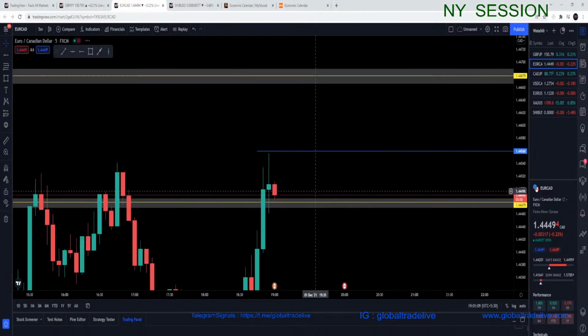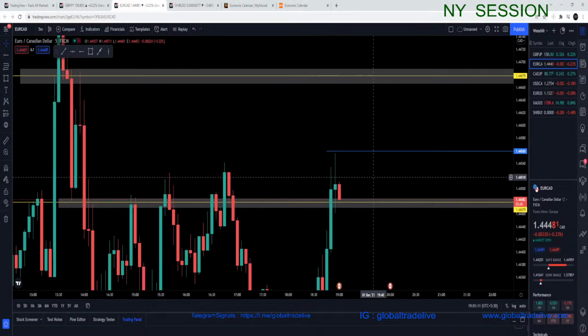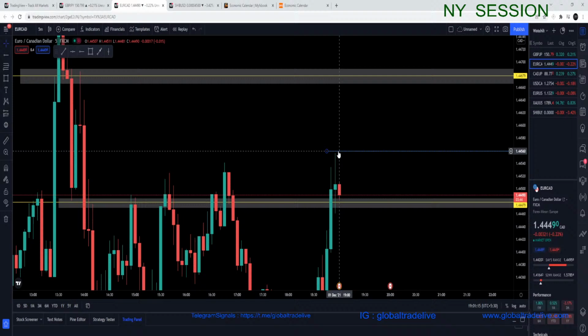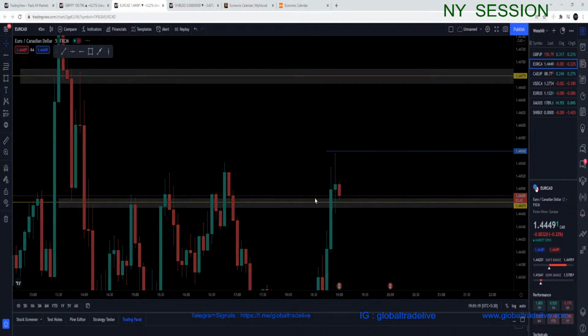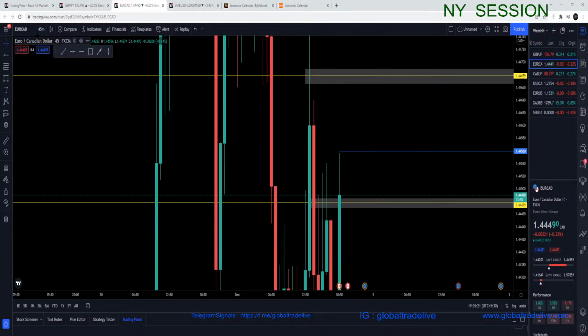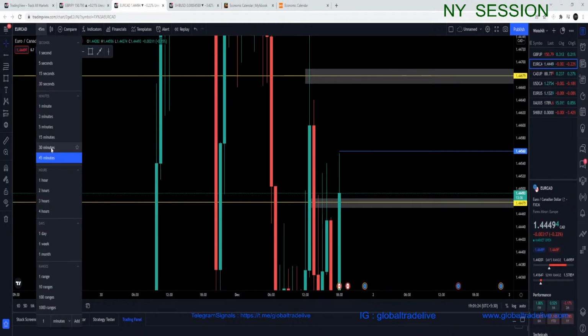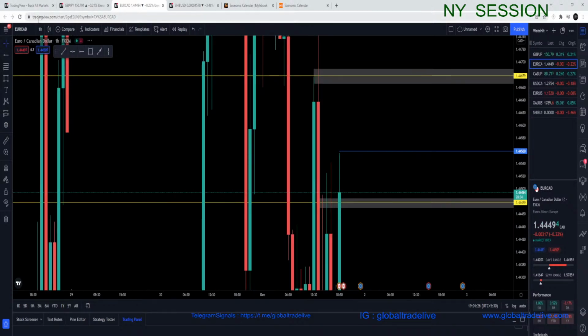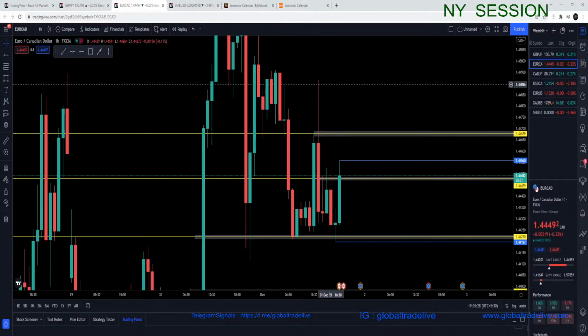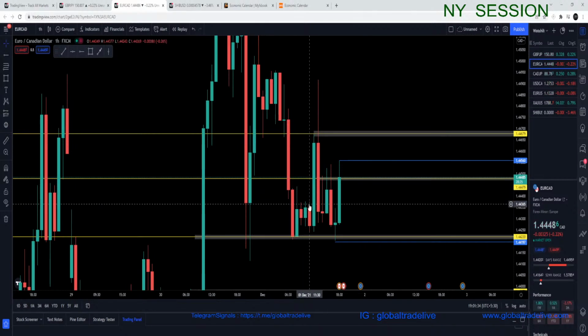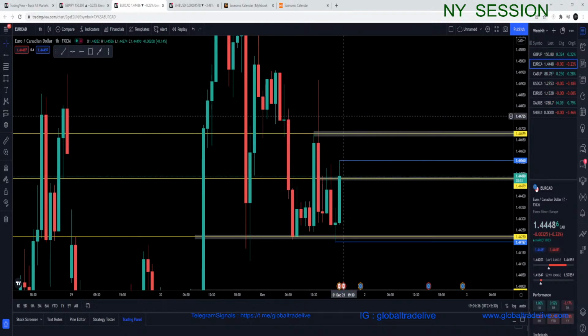I'm gonna keep an eye on 5 minutes. That means I'm expecting the market to move up and then push the price up. 45 minutes. So if there is a symmetry forming over here, then it should be moving up to this level.